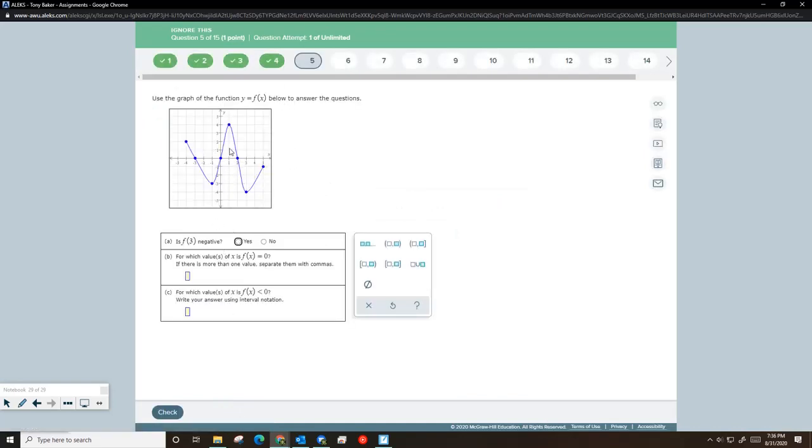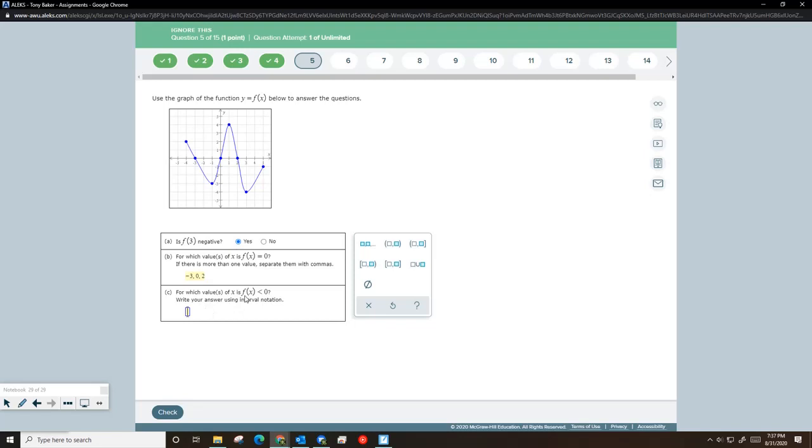Now this topic, they're asking you for a little bit more information. So the first thing it's saying is f of 3 negative. So let's look. F of 3, the answer is negative 4. So yes, f of 3 is negative. The next one it says, for which values of x is f of x equal to 0? So we want to know where all the y's are zeros. So in this case, I've got negative 3, I've got 0, and I've got 2. So it's right there, and right there.